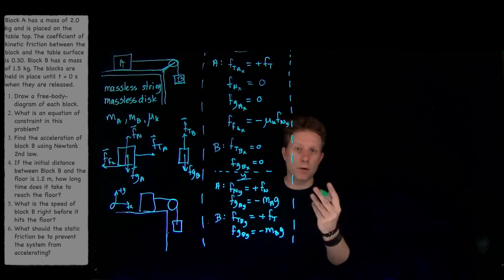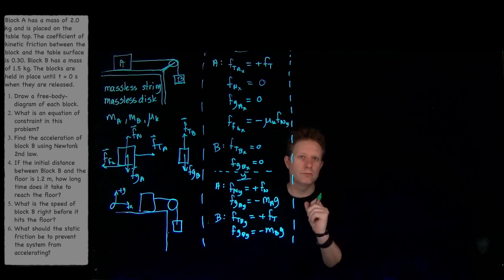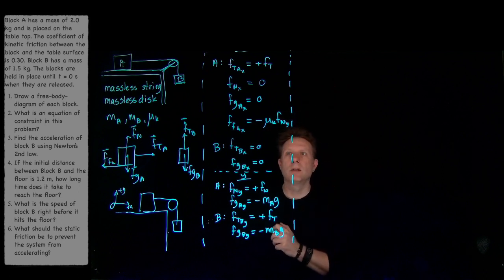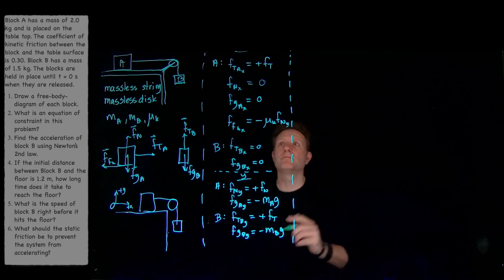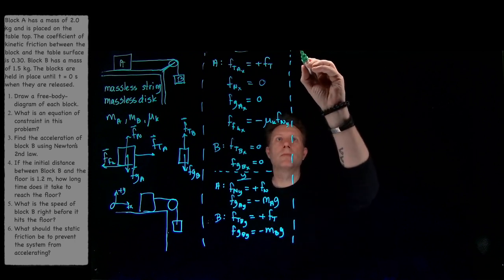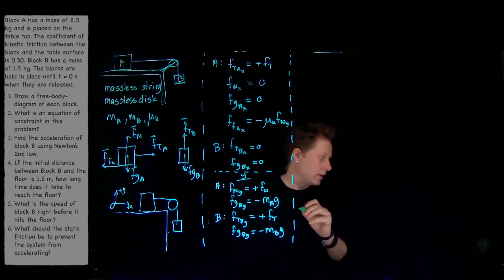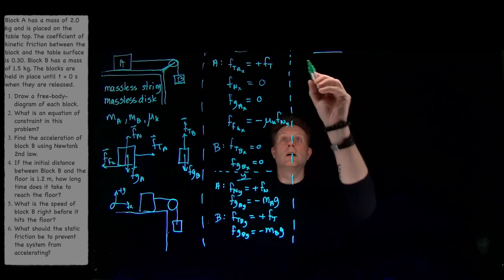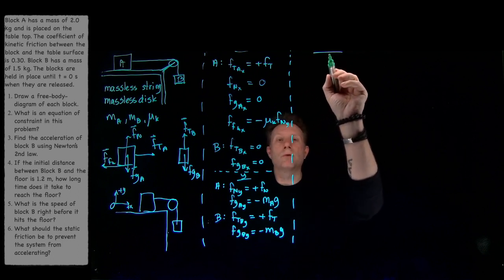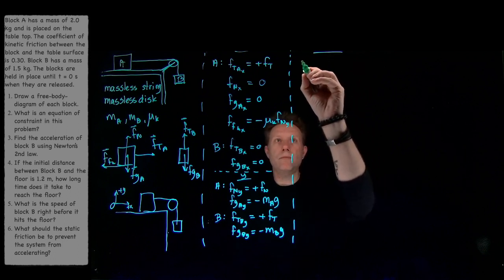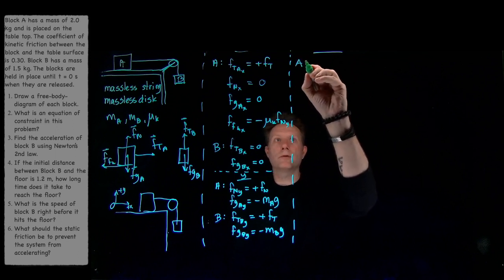We have two objects, so we're going to have two Newton's laws, one for each object. So let's do x first. I just wrote x above here. So let's do A first, box A first.